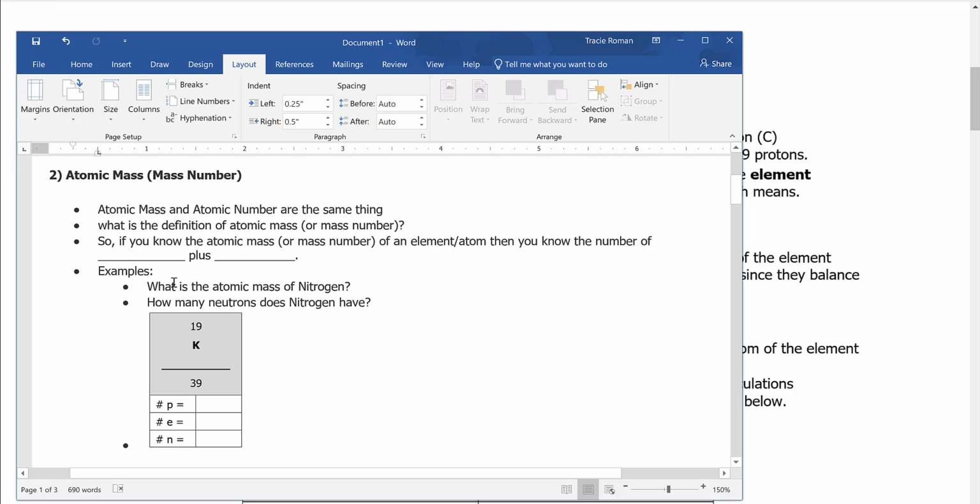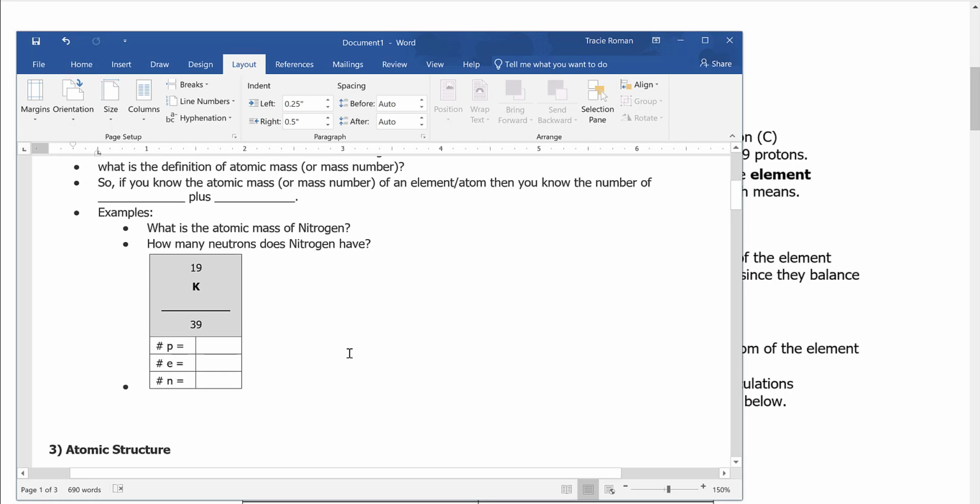Example question number one, the atomic mass of nitrogen, we found that on the periodic table. That's one type of question where you look to the periodic table to find the answer. But in other questions, you are filling in information of number of protons, number of electrons, number of neutrons, and I give you most of the information, and you have to fill in what's missing.